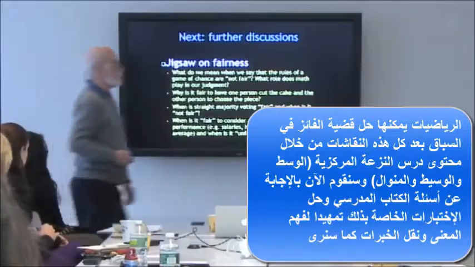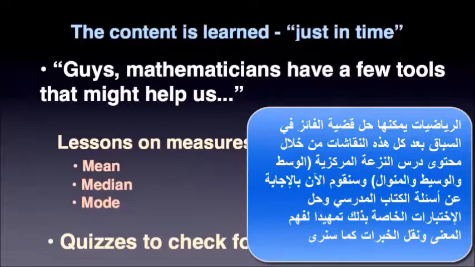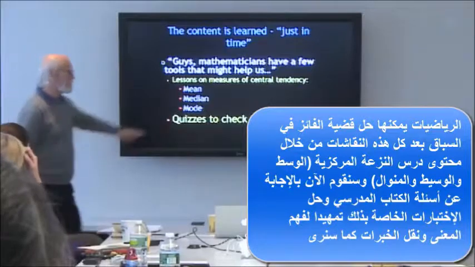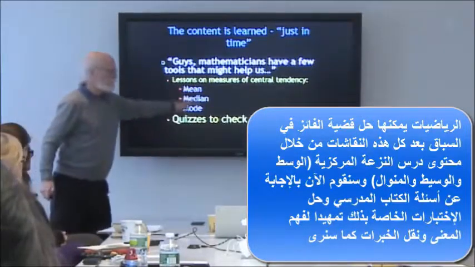Well, guys, it turns out, day 3, that mathematicians have some tools that might be able to help us. On day 3, we open the textbook, not day 1. And now we're going to do some fairly straight-ahead work out of the book on measures of central tendency, and we can go even beyond this to other measures if it seems appropriate, but we want to make sure that there's some controlled acquisition of these terms.